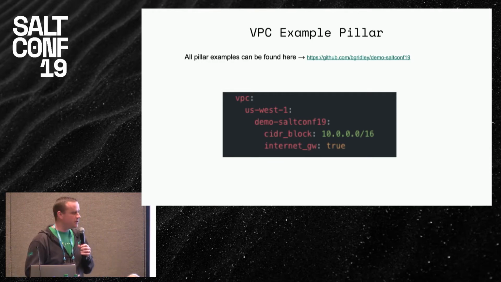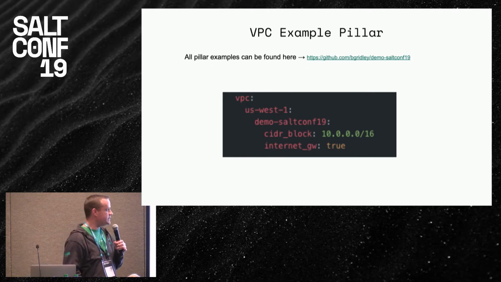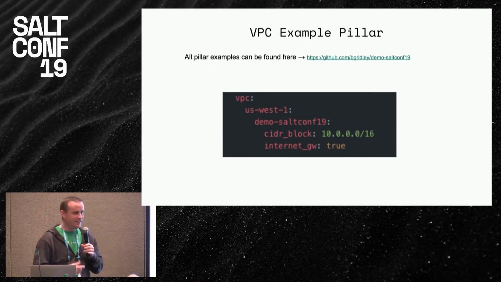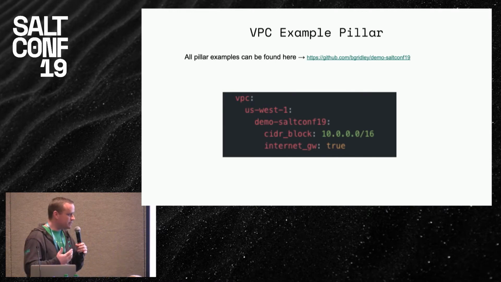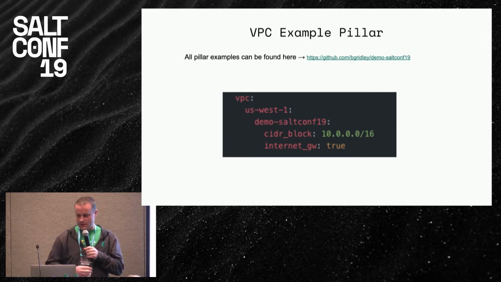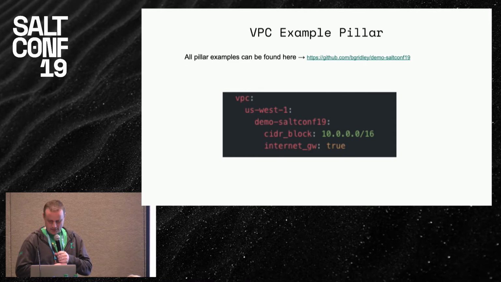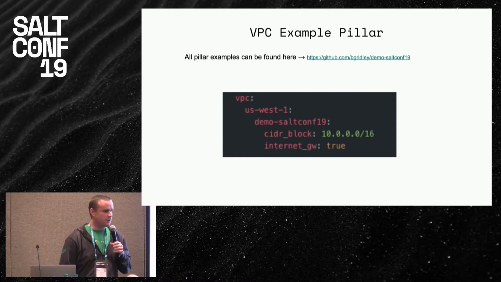It's very simple. You want to create a VPC, you just say, hey, I want a VPC, tell it which region you want, give it a name, and then give it a CIDR block and say, yeah, I want an internet gateway. Let's make it true. I have the examples in this public Git repo. All the examples I show in here are in that repo.